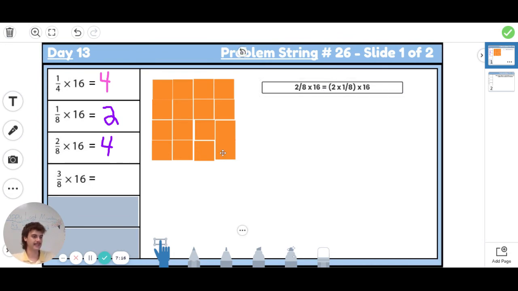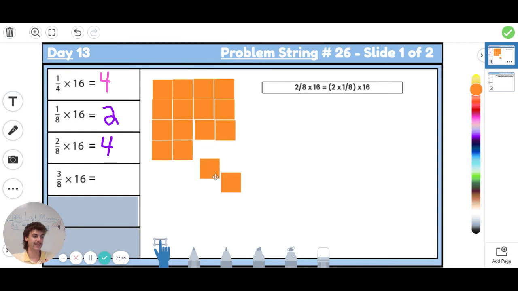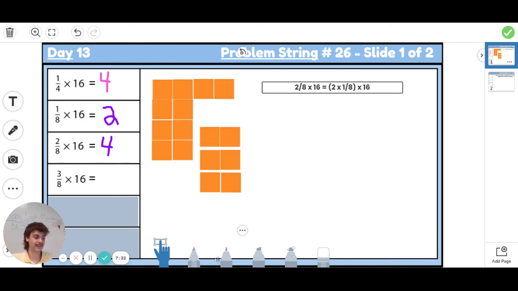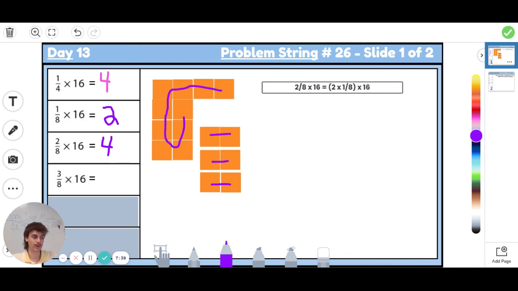Now 3/8 times 16. Well, remember, if this is 1/8, this is 2/8. For 3/8, we're just going to add another 2. So that is 3/8 right there, because we got 1, 2, 3 out of 8 in total. There are 8 total groups. So then that means that we must have 1, 2, 3, 4, 5, 6. Our answer is going to be 6.